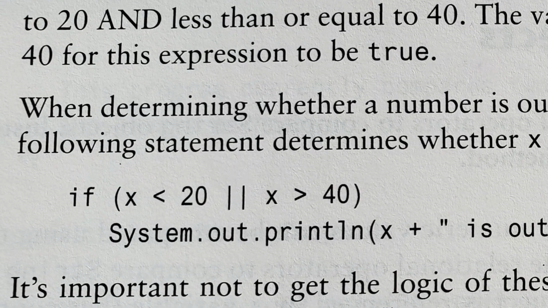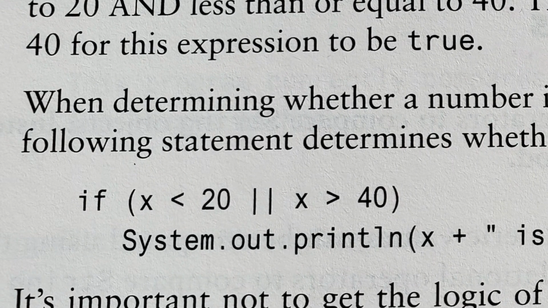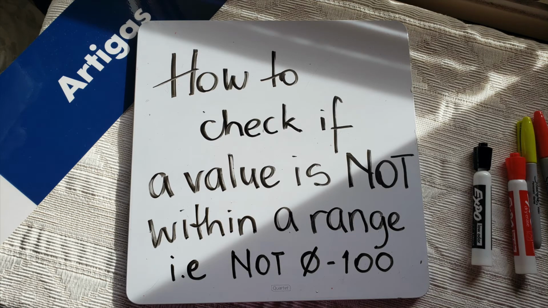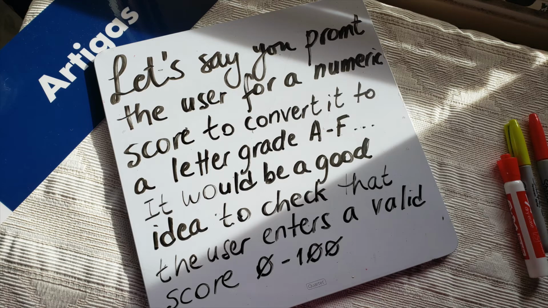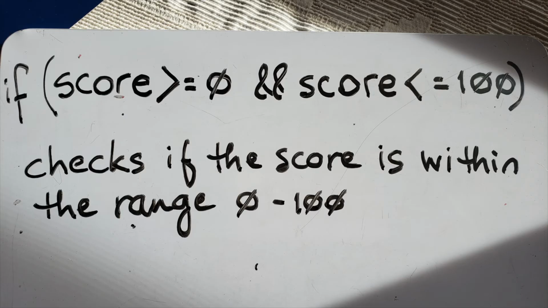And I'm going to explain this in detail with my notes on a whiteboard. Hopefully I don't confuse you more with my explanation. How do we check if a value is not within a range? So I'm going to use our grading system. So how do we check if the person enters a grade that is not 0 to 100, so we can tell them you entered the wrong score? Well, we could write the condition for the value within the range first and work it from there.